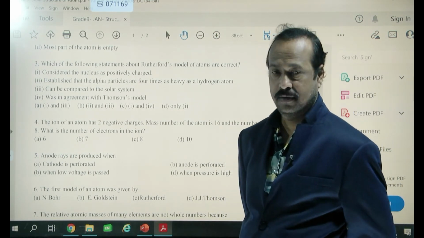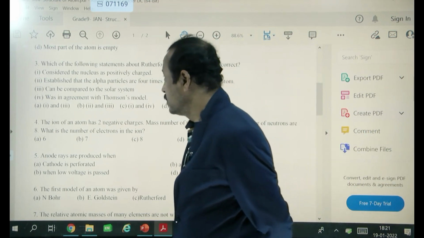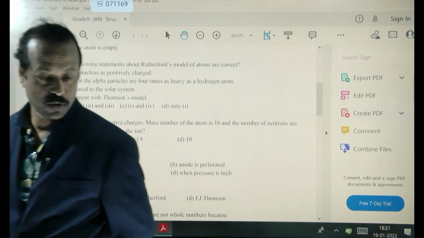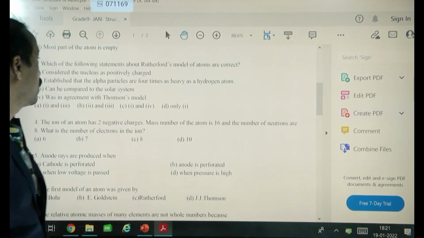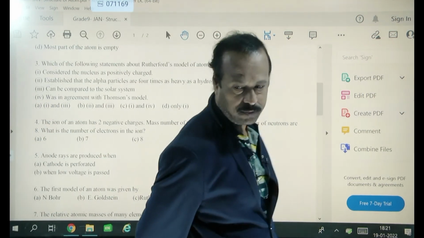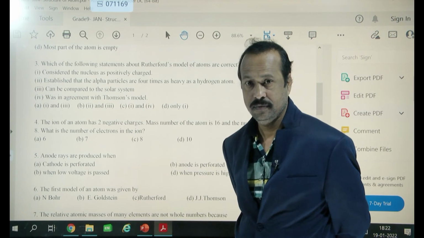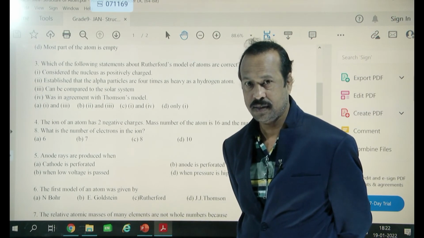Yes. Think which of the following statements about the Rutherford model of atoms are correct. Are you there? Yes, can you hear me?